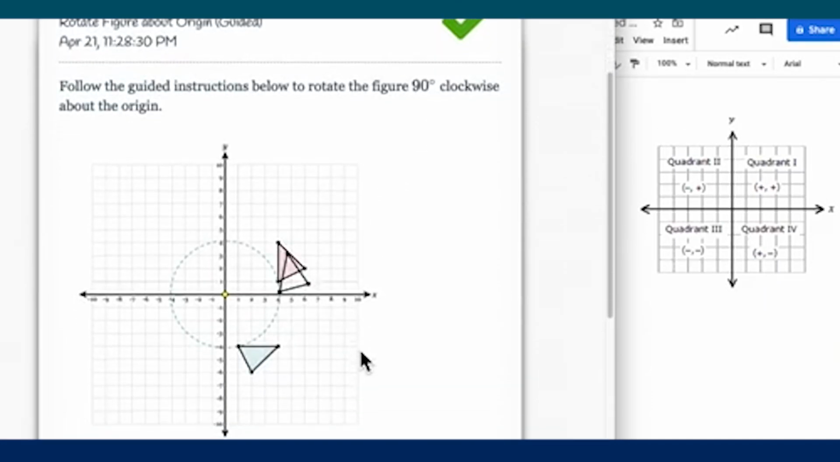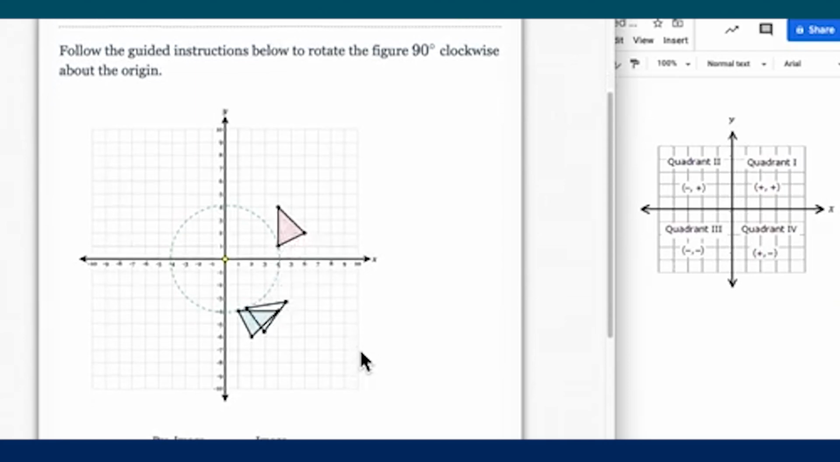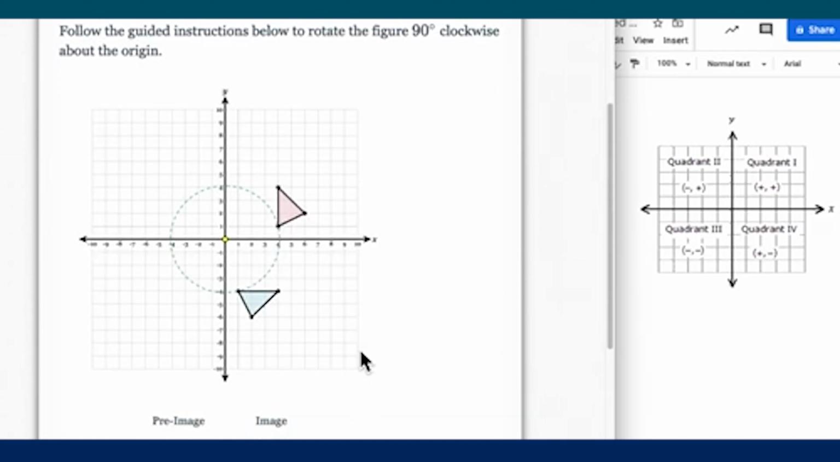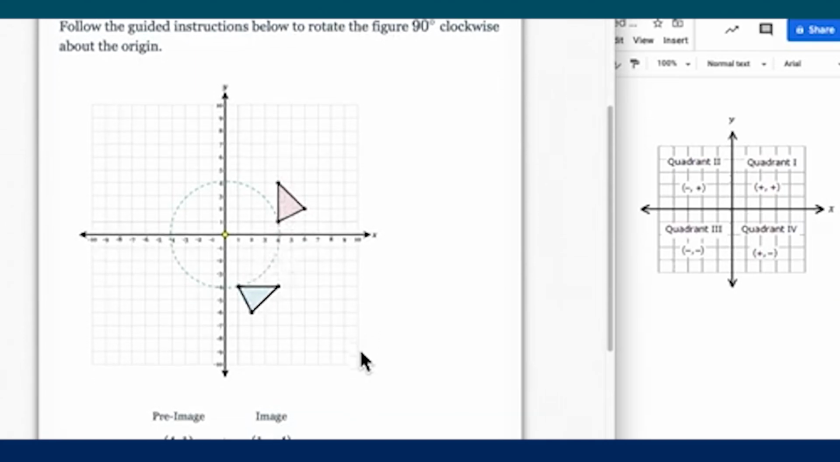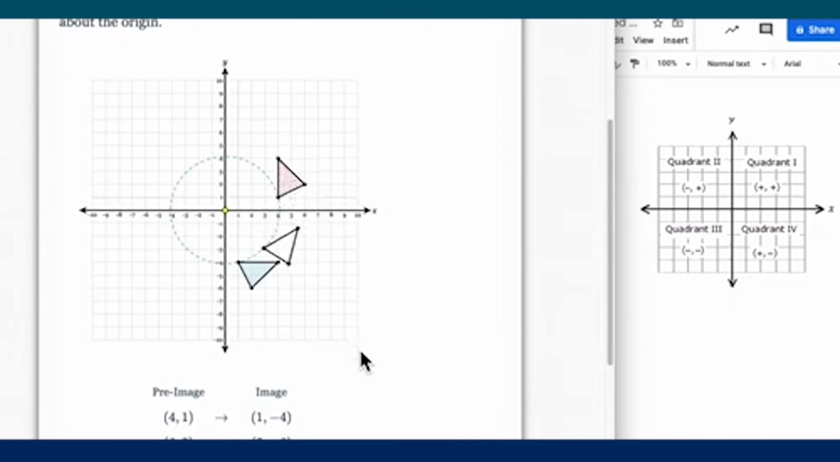And here again, we see a 90-degree clockwise rotation about the origin. And hopefully what we've learned is that in a 90-degree rotation, the x and y values get swapped, and the sign of the x and y values depend on which quadrant the image is located in.